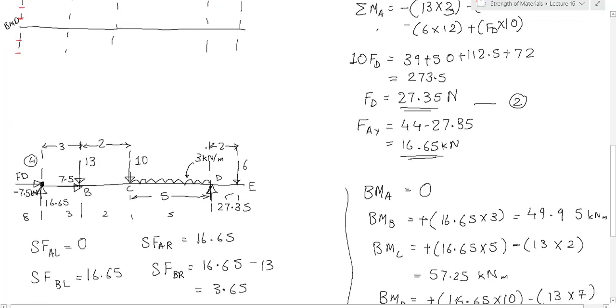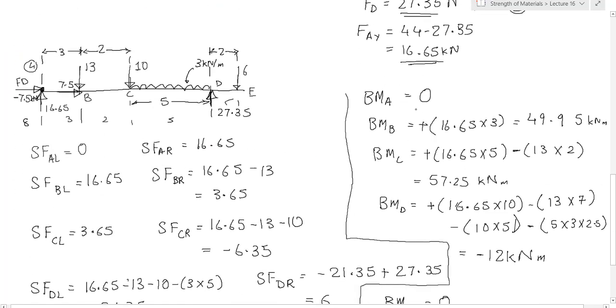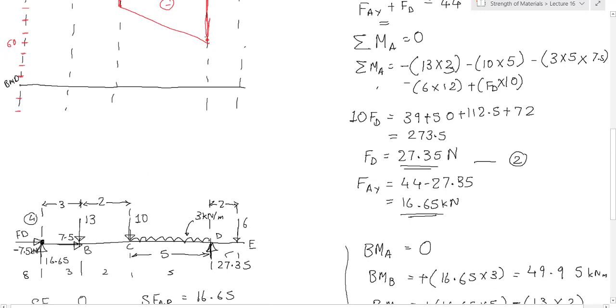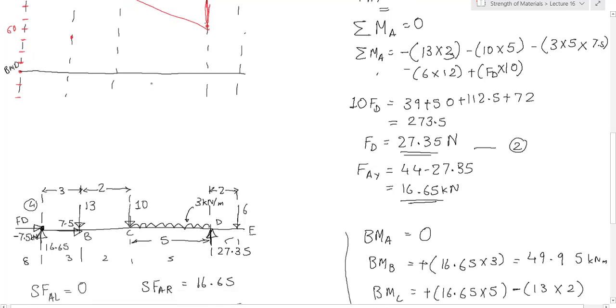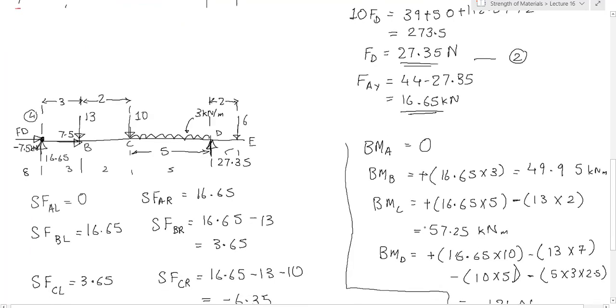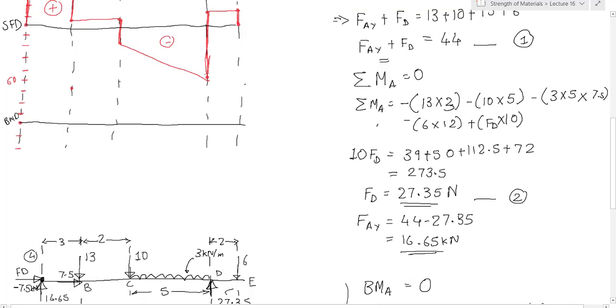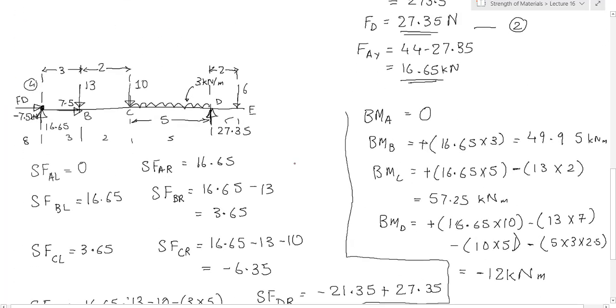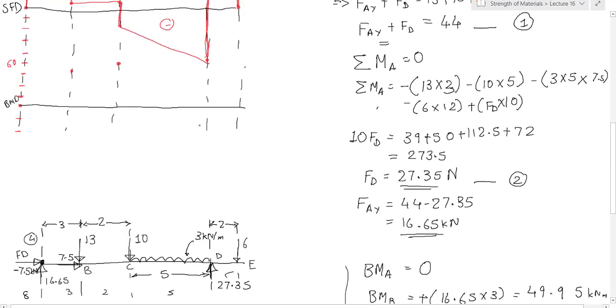Okay. So now what we have to do? At A it is 0. At B it is what? 15, 30, 45, 49.95. So somewhere around here, right? That is B. At C what is the value? At C it is 57.25. So here we have 57.25. At D what is the value? At D it is minus 12. And at E it is 0.